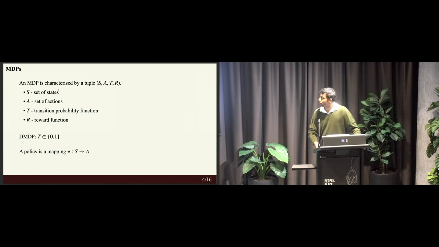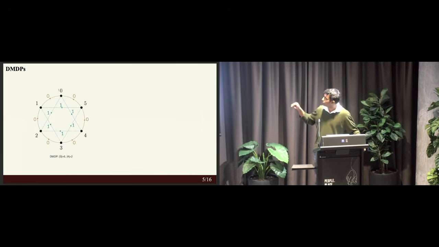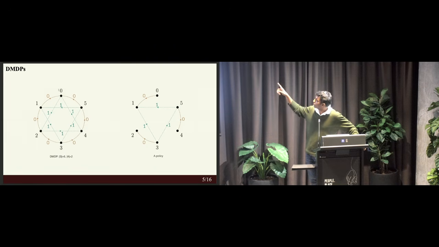And a policy is a mapping from the set of states to the set of actions. We look at deterministic policies. So here is an example of a deterministic MDP. A deterministic MDP induces a graph, a weighted directed graph. Here we have an MDP with 6 states and 2 actions. The actions are indicated by the edges, brown and green. A policy is a mapping from the set of states to the set of actions. So here it's a subgraph where every vertex has exactly one outgoing edge, which represents the action.